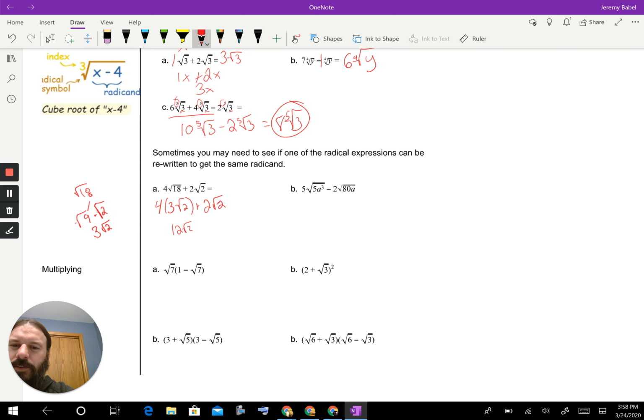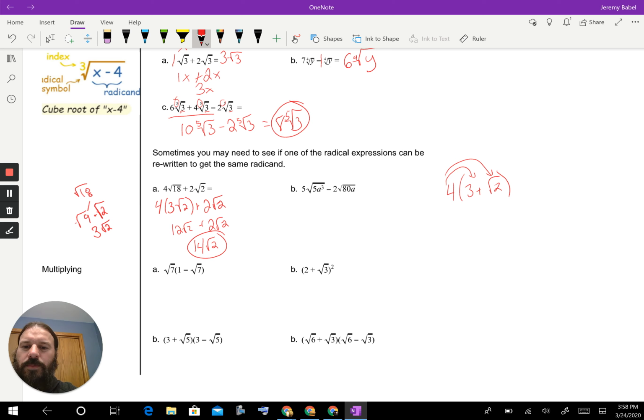We don't multiply and distribute the 4 times the 3 and the 4 times the 2 because this isn't addition. We use the distributive property if it looked like this, 4 times 3 plus the square root of 2. Then you would use the distributive property. We distribute over addition. Multiplication, it's just 4 times 3 times root 2. It's all one multiplication there. And then 12 plus 2 would be 14 square root of 2. So this whole thing simplifies to 14 square root of 2.